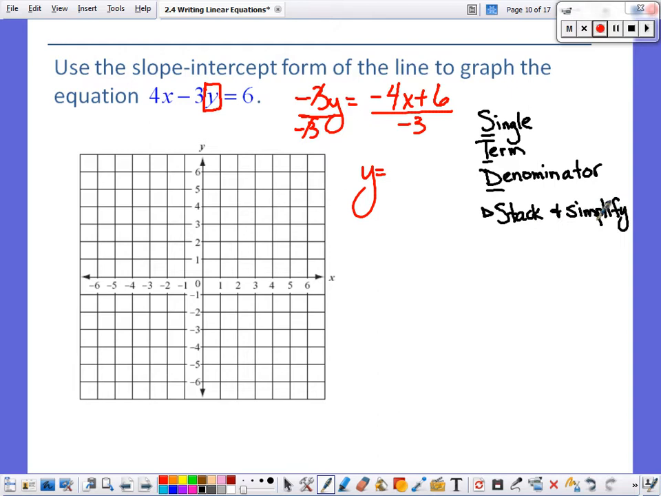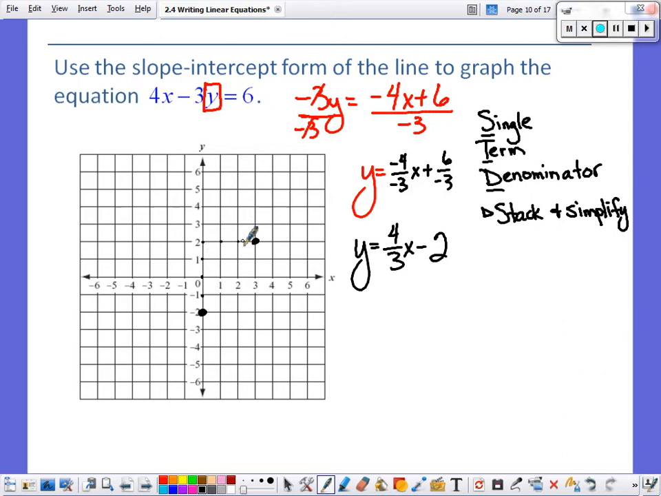So stack and simplify when you have an STD. So here we have negative 4 over negative 3x plus 6 over negative 3. Then you can go ahead and reduce, and what you get is 4/3 x minus 2, slope-intercept form. So now we have a y-intercept of negative 2, right there, and we have a slope of 4 over 3. So I'm going to go 1, 2, 3, 4, 1, 2, 3.